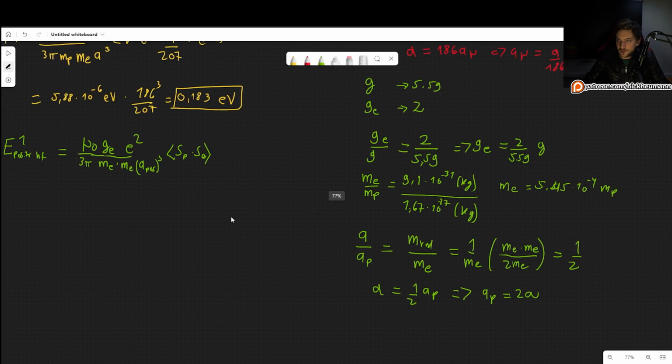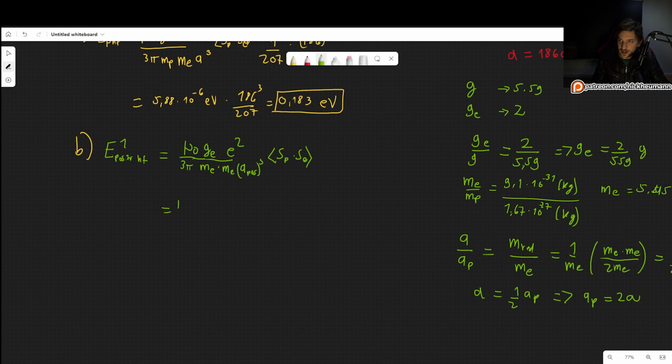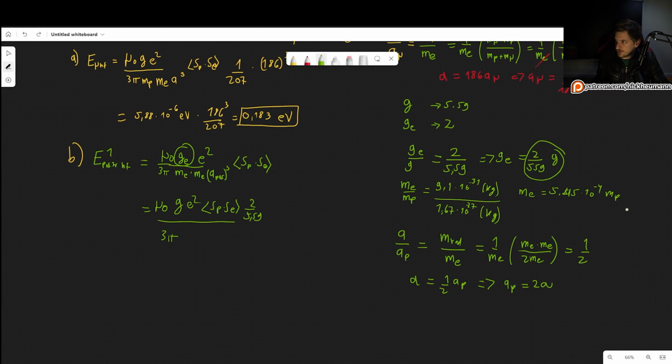So now we have everything that we need. We can just go back here and plug everything in. So we get mu naught, and instead of GE, we write 2 divided by 5.59 G. I'll write this 2 divided by 5.59 here to the side. Now this thing doesn't change. And then we divide by 3 pi. And instead of mass of the electron here, we write this thing right there, 5.45 times 10 to the minus 4 mass of the proton.